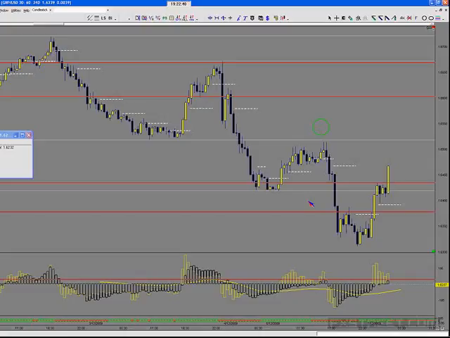3 to the left, 3 to the right. All right, for a beginner, that would be the minimum. But if you feel comfortable, 2 to the right and 2 to the left, on any chart. It doesn't have to be just on the 30-minute chart.